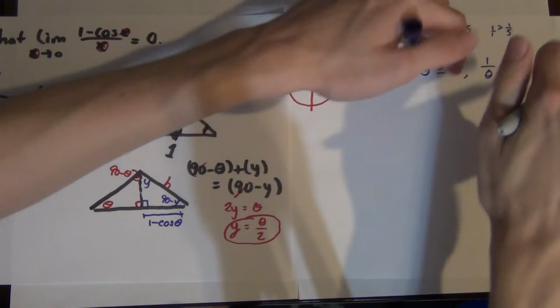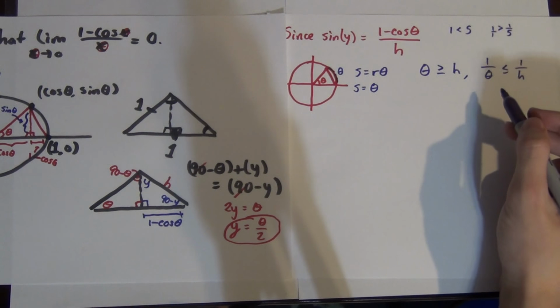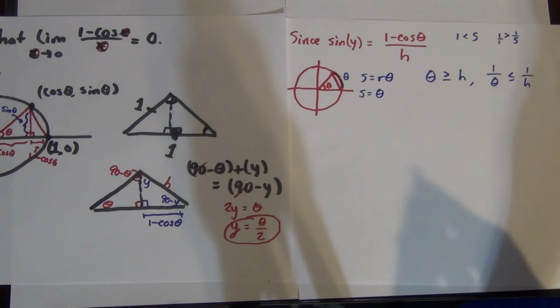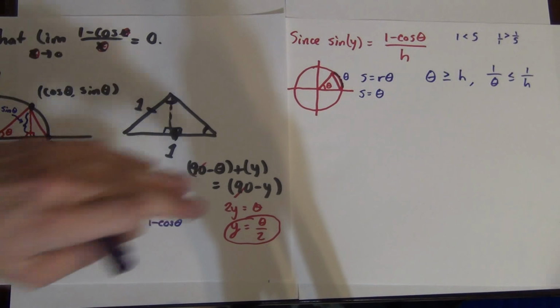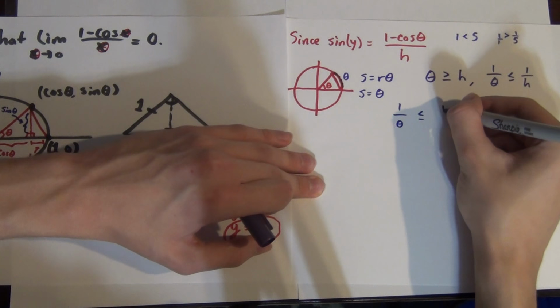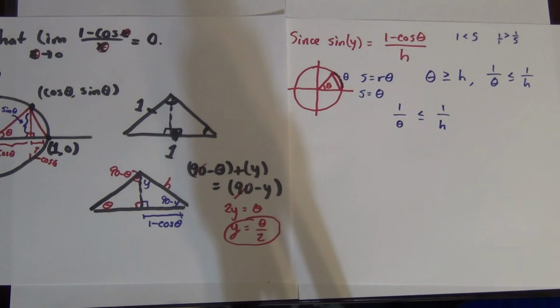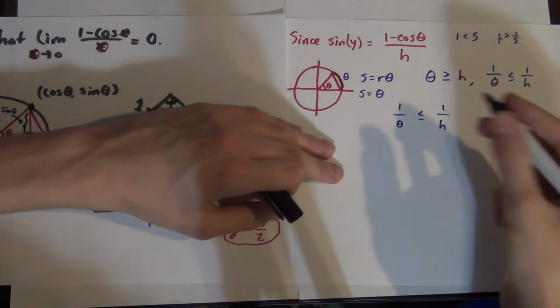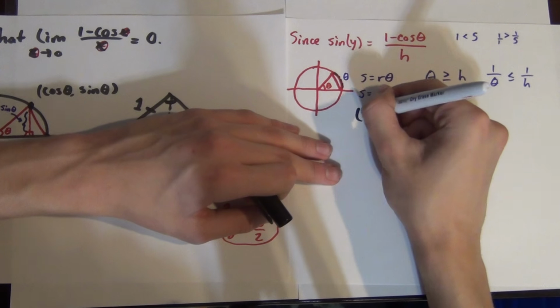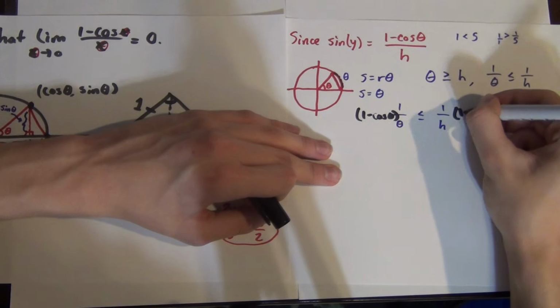Okay, so if I flip these, I have to flip the inequality symbol, and I know that 1 over theta is less than or equal to 1 over h. So now, just to state this for the record, 1 over theta is less than or equal to 1 over h. I'm going to multiply both sides by 1 minus cosine of theta. So multiply this side by 1 minus cosine theta, and multiply this side by 1 minus cosine theta.